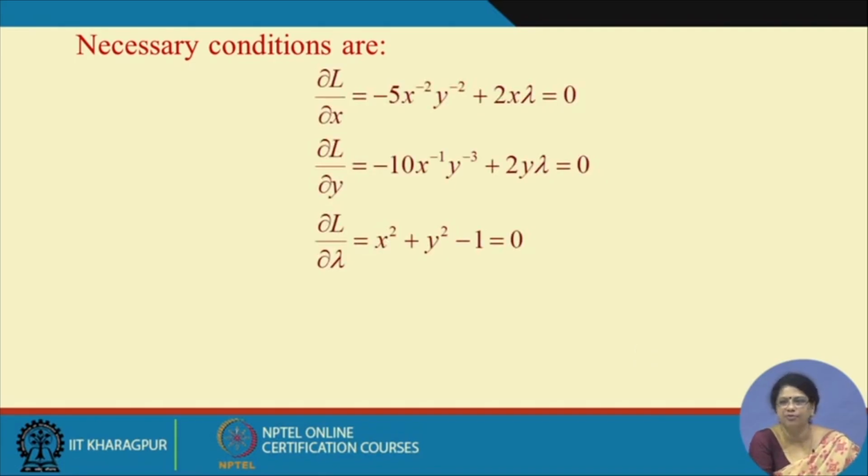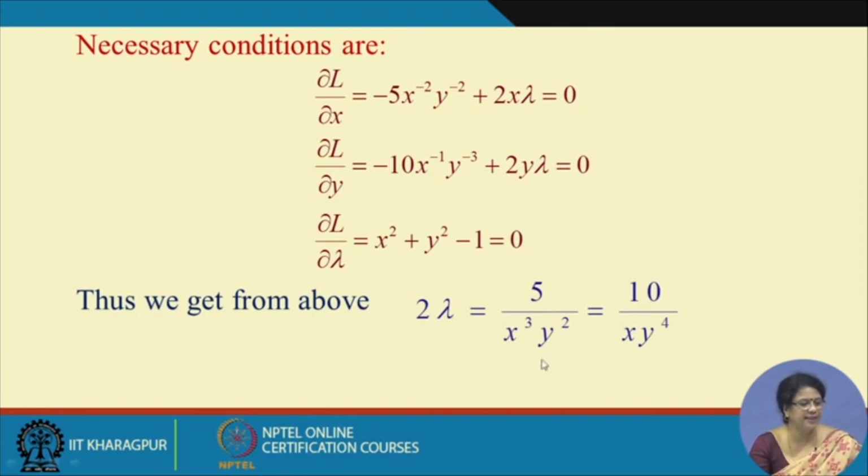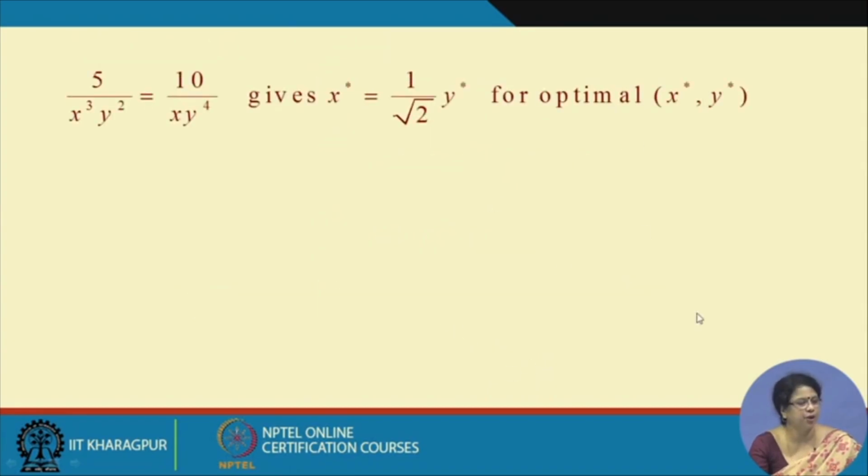What do you have? You have three equations with three unknowns, is it not? From here, can you find the values of x, y, lambda? We can very easily find them. That's a task for you. I need not do it, but we can do certain simplifications from here, and from here we will get one relation between x and y. We can say at the optimal point this relation will hold.